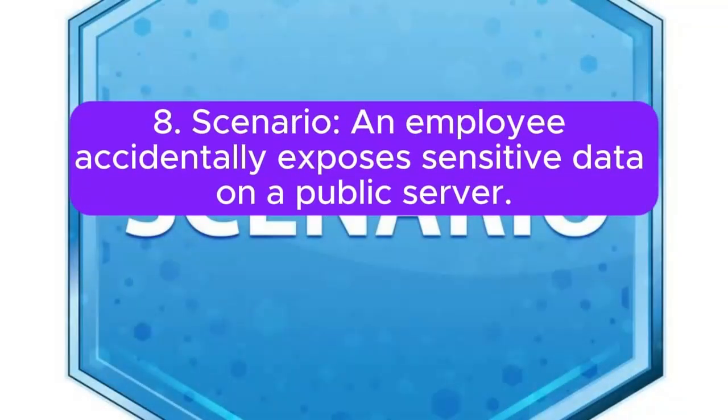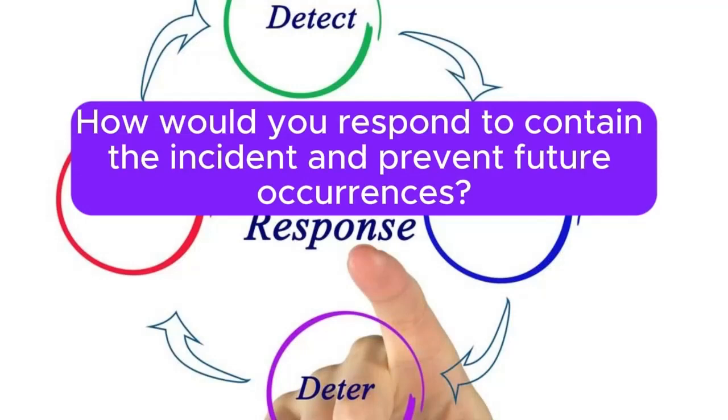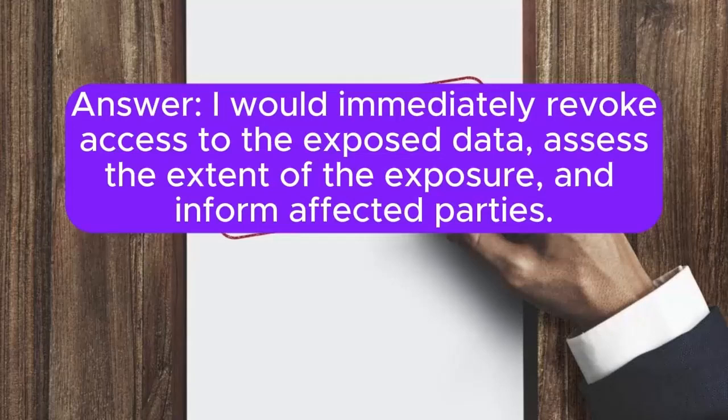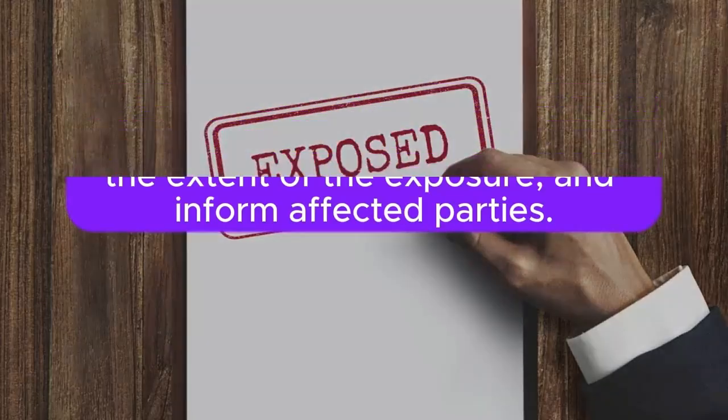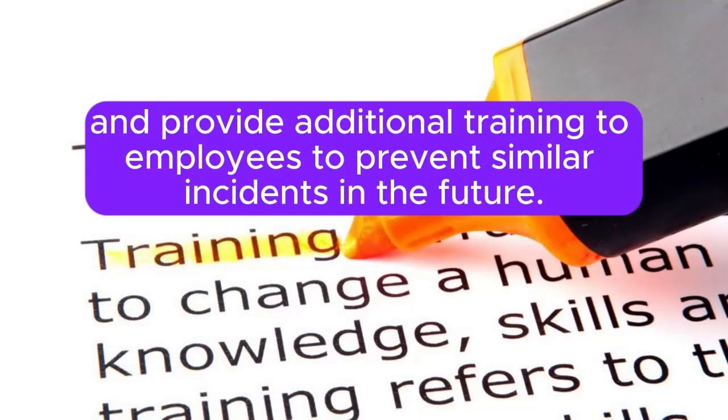8. Scenario: an employee accidentally exposes sensitive data on a public server. How would you respond to contain the incident and prevent future occurrences? Answer: I would immediately revoke access to the exposed data, assess the extent of the exposure, and inform affected parties. Conducting a thorough investigation into the root cause, I would then update security policies, implement additional access controls, and provide additional training to employees to prevent similar incidents in the future.